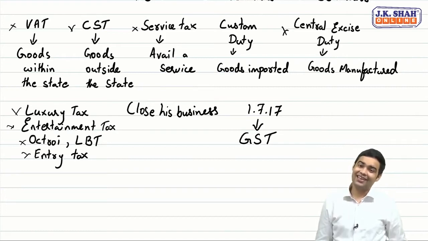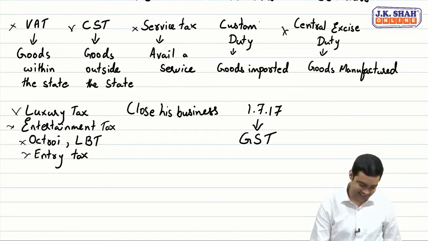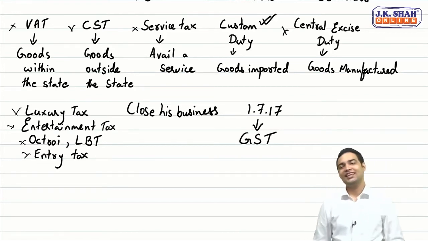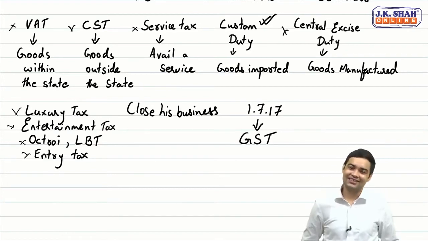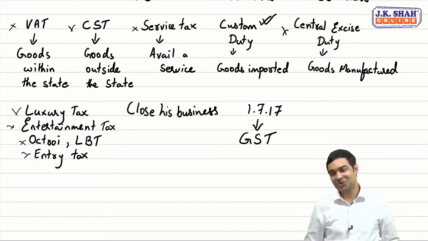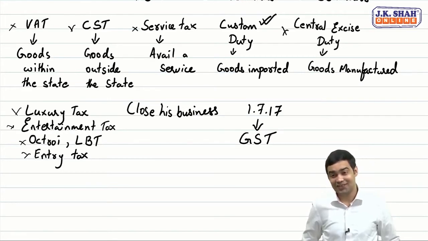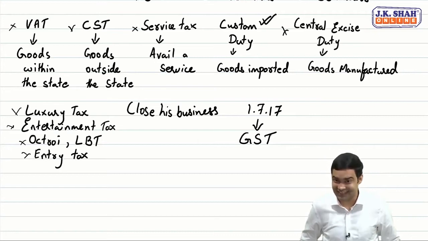One tax even continues with GST, and that tax is custom duty. Let me tell you, custom duty is one of the oldest taxes known to mankind. We will discuss more about it when we enter into custom duty, but it is one of the oldest taxation known to mankind. It is much older than the Income Tax Act as well.